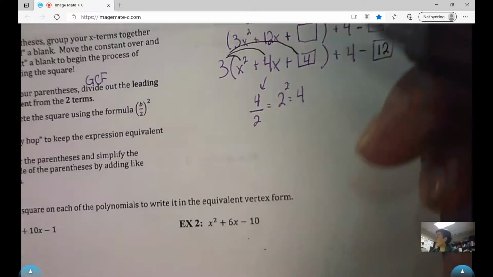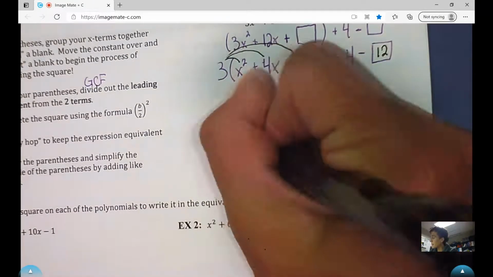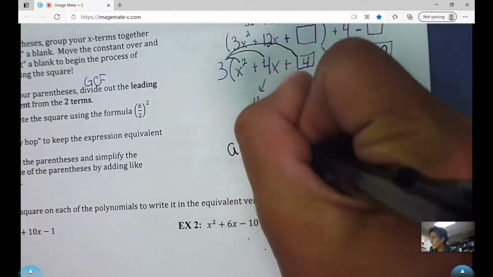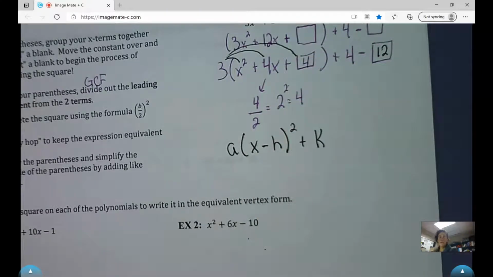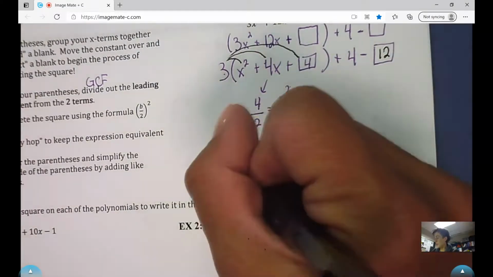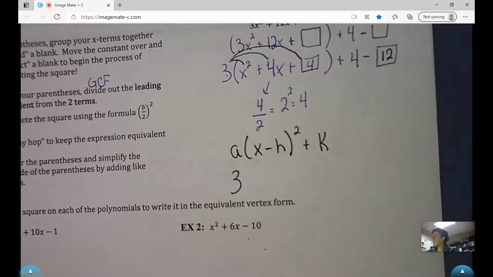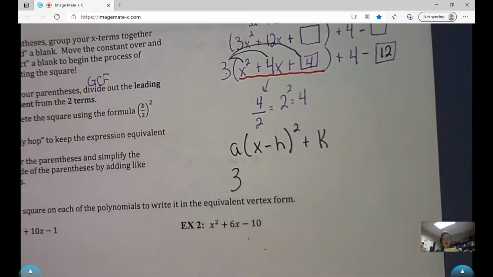And now we're going to make this vertex form. So when we're done, it's going to look similar to this, a little different. Okay. So the first thing I want you to realize is that your A is just this 3. All right. And then if we did take the time to factor it, like in the warm-up that you watched in the video before this one, you would have a square.